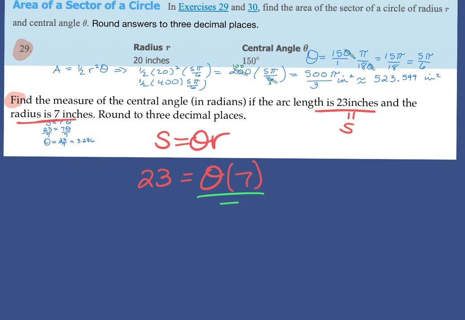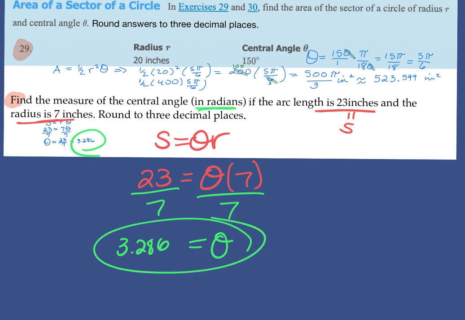So then I just divide both sides by 7, and it's going to be on the calculator portion. 23 divided by 7 is 3.286. And that's already in radians, so I leave it alone. That's my answer.